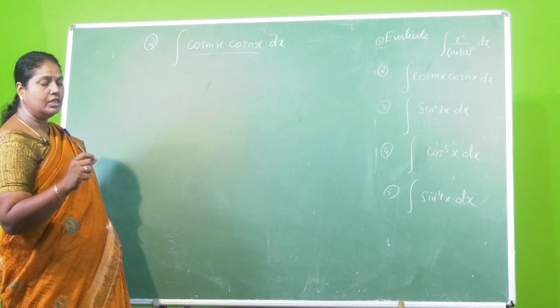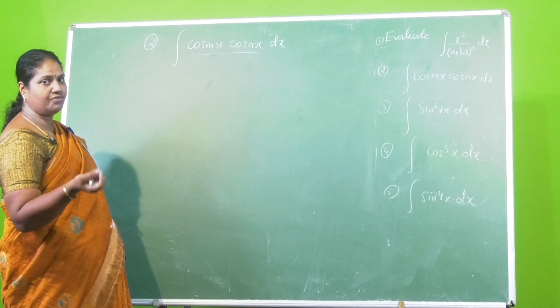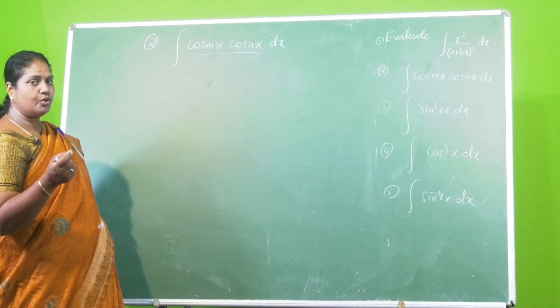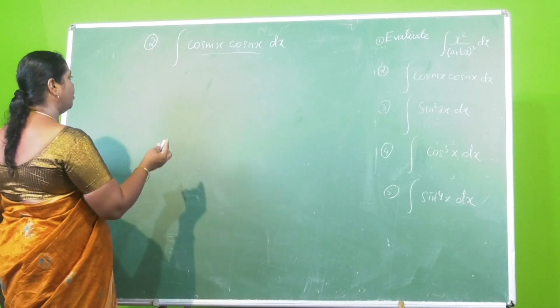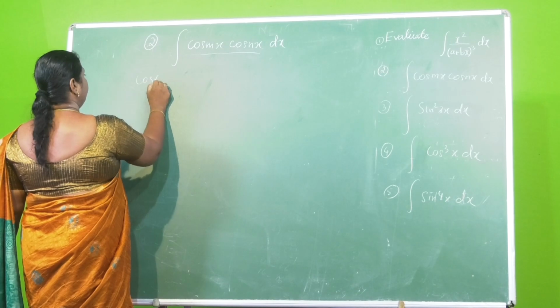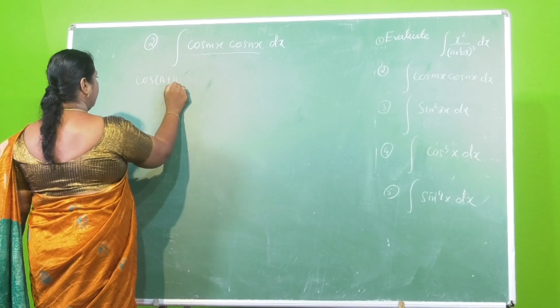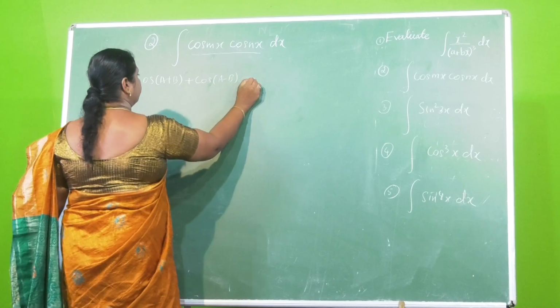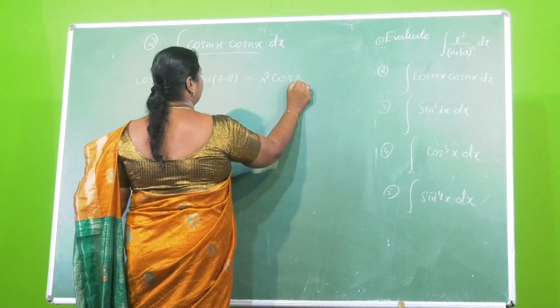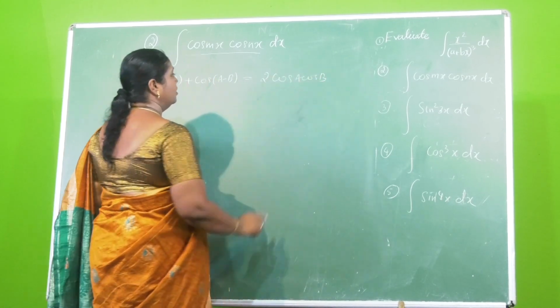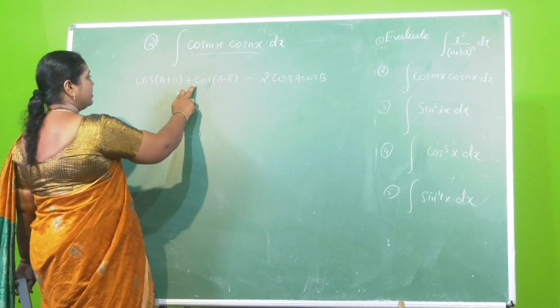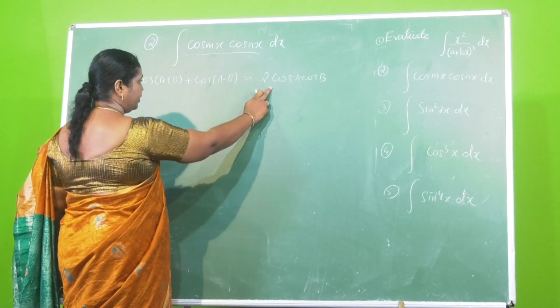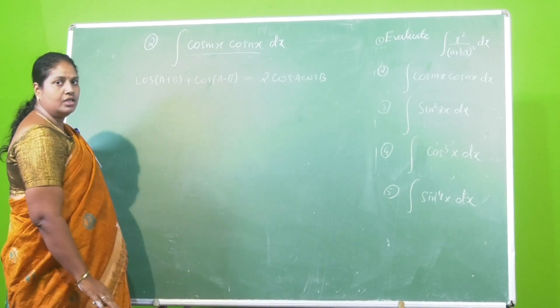So what will we do? We have to convert this to the basic formula type. For that we are going to use some trigonometric formula. What is that? We know that cos of a plus b plus cos of a minus b is equal to 2 times cos a cos b. Okay.